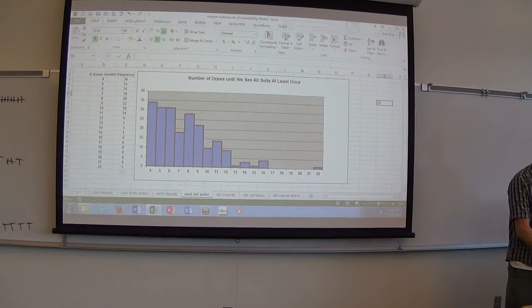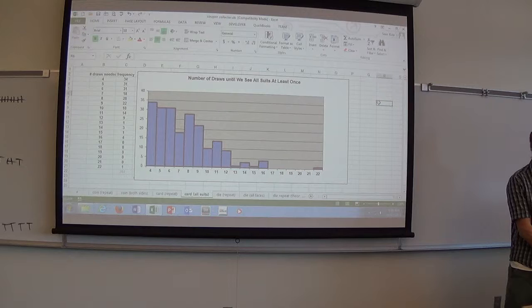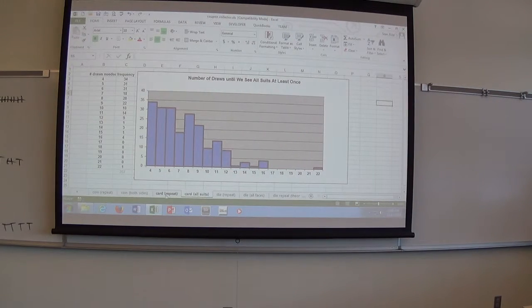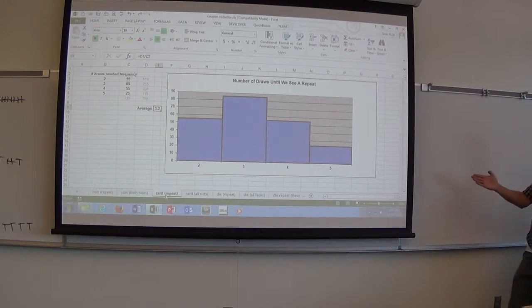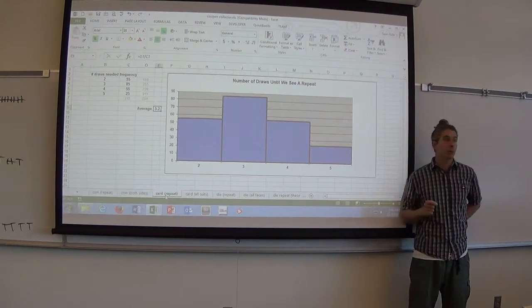Imagine how many times you could roll a die until you saw all the sides. Right? It gets a little ridiculous. Now think about this experiment. This wouldn't be too bad with a die. Roll a die until you get a repeat.